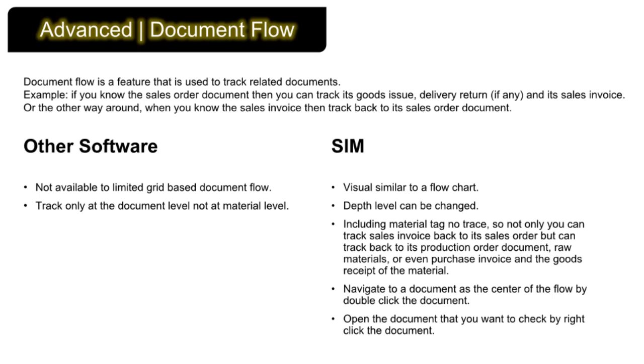In Sim, document flow is shown in a visual flow chart. The depth level, or how many hops, can be changed. It includes material tag number trace. So not only can you track a sales invoice back to its sales order, but you can even track it back up to its production order document, raw materials, or even the purchase invoice and the goods receipt of the raw material. You can also navigate the flow by double-clicking the document. Opening the document is just as simple as right-clicking the document.